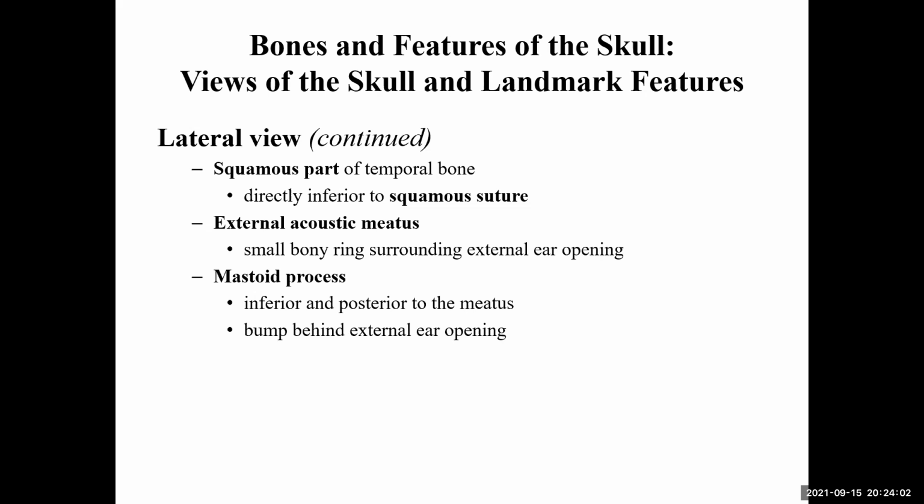Then if you notice right behind your ear, and you can feel around behind your ear, you're going to feel a bump behind your ear. That's the mastoid process. It sits just behind the external acoustic meatus, a little bit below it.